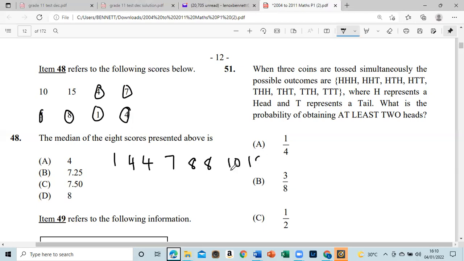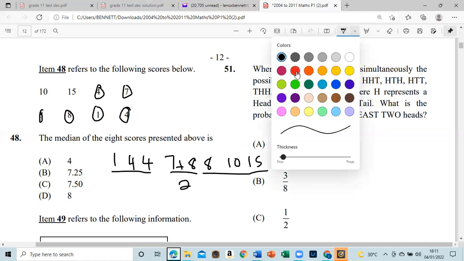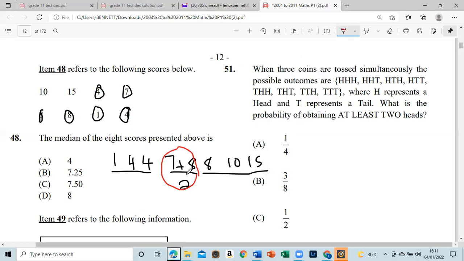The reason I do that, guys, is I don't want them repeated, and I don't want them like that. Right, so I'm going to take the first 3. Oh, so it will be 7 plus 8 divided by 2, the 2 middle numbers, all right? Just let me write it. So this is our answer: 7.5.